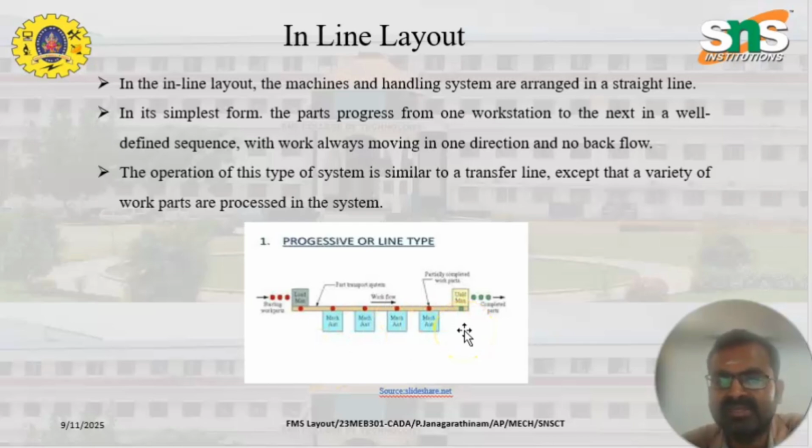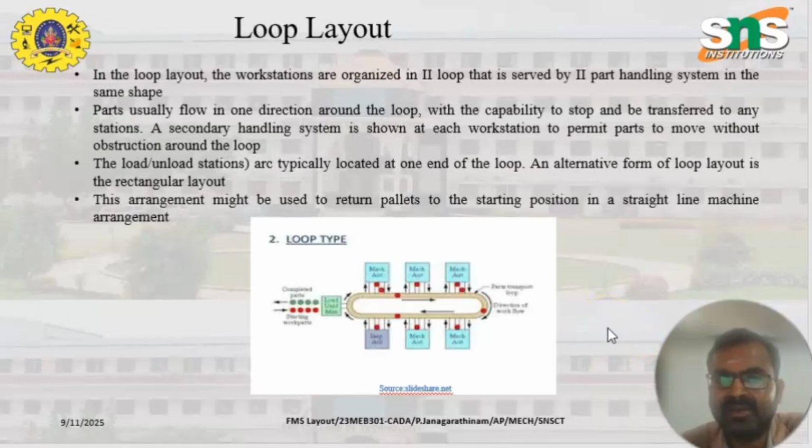In inline layout, the machines and handling systems are arranged in a straight line manner. All the loading, unloading, and different types of workstations are arranged in a straight line. It is the simplest form, and the operation of this type of system is similar to the transfer line, except that a variety of work parts are processed in the system. Many different work parts are manufactured using this kind of inline system. After that, the loop layout.